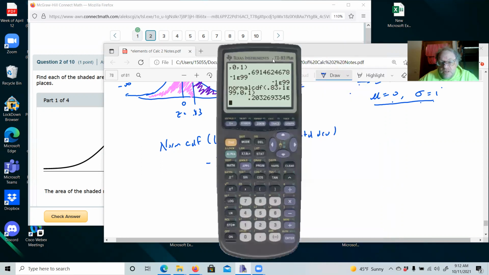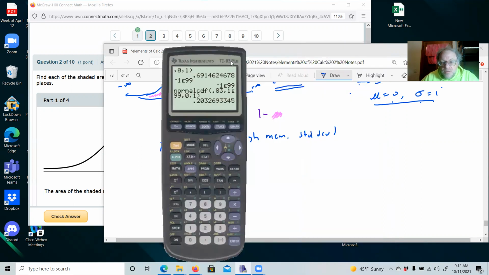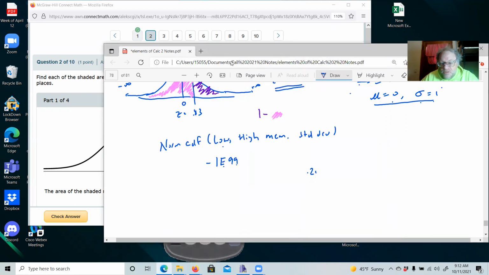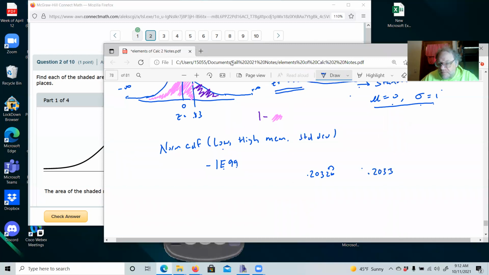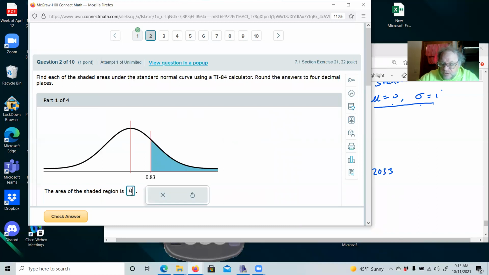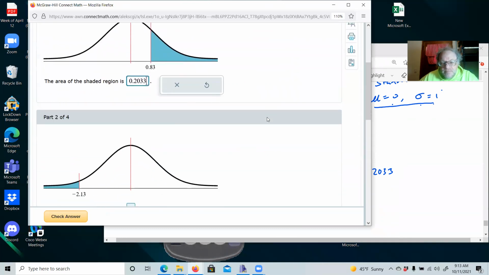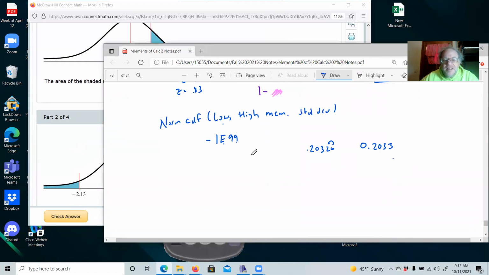So 0.20326, but the 6 is going to make that a 7. So 0.2033. That's our answer for that one. So 0.2033 to 4 decimal places. If you ever have a doubt, it's always 4 decimal places.